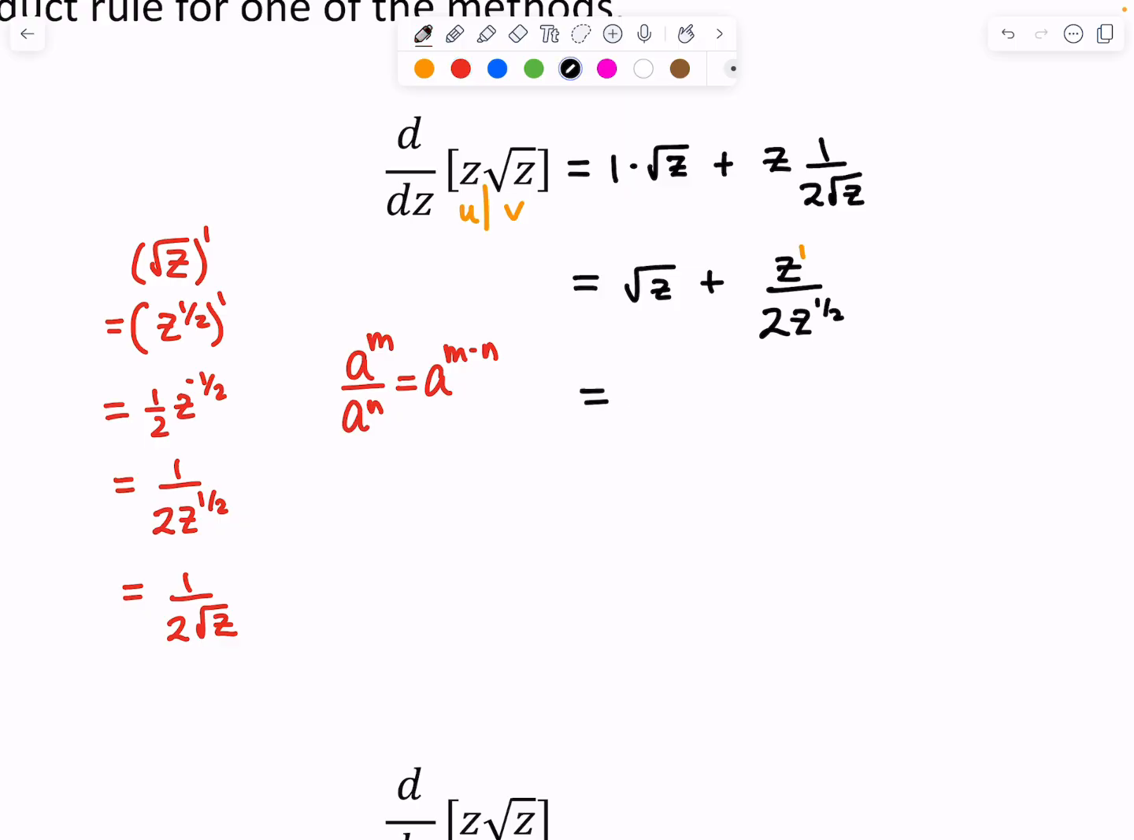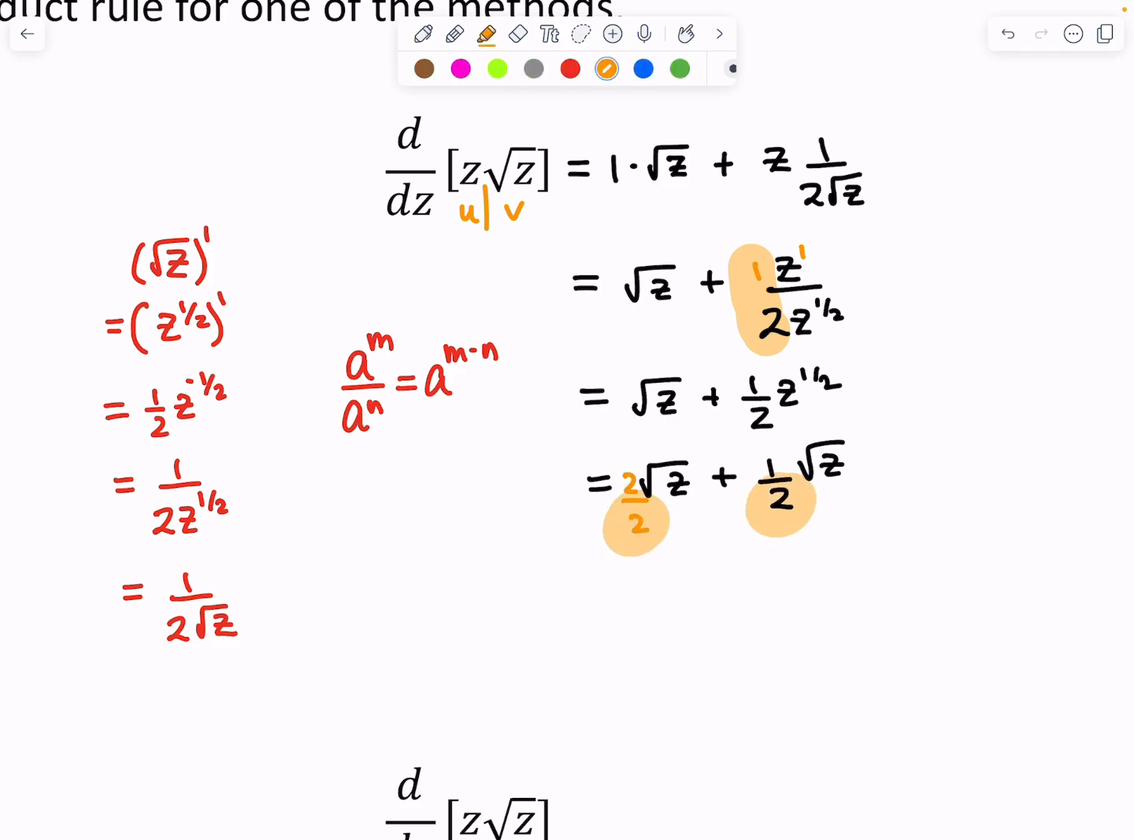So I could take this further and say square root of z plus, I do 1 minus a half, which is a half. We also have an implied 1/2 coefficient, so this is 1/2 z to the 1/2, which of course is 1/2 of square root of z. And if I get a common denominator, multiply this first term by 2 over 2, so that our two denominators match. And then we add 2 root z plus 1 root z, that gives me 3 root z over 2. And this is a good final simplification of this derivative.